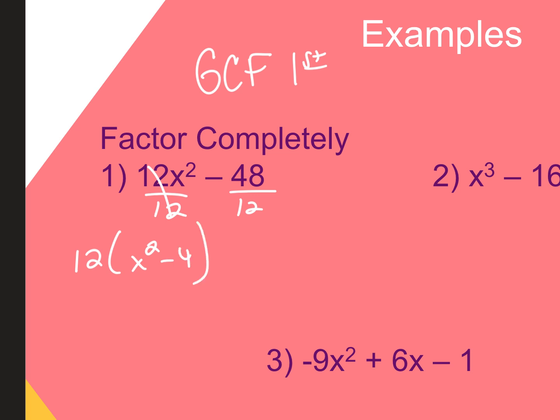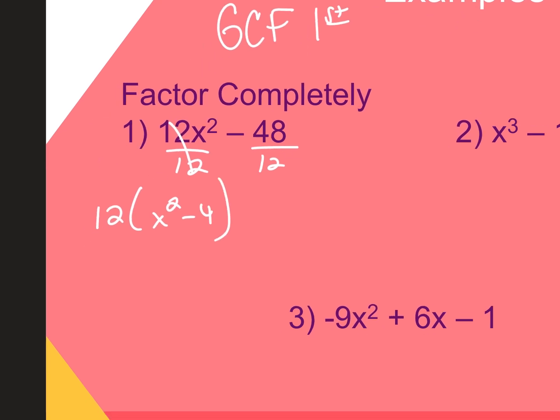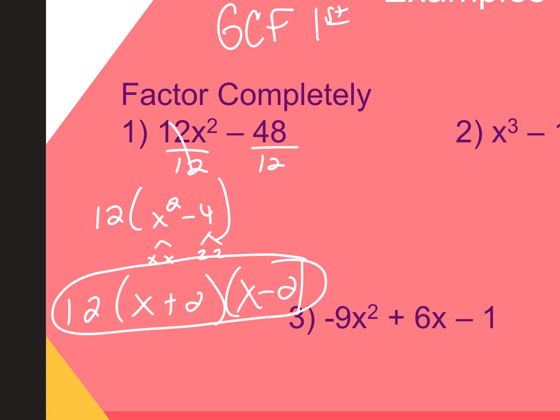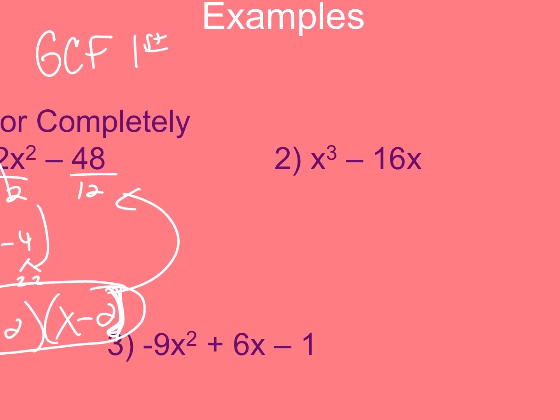Check to see if we can do more. I have two terms. Is this the difference of perfect squares? It is. What times what gives me x squared? X and x. What times what gives me 4? 2 and 2. So I have 12, and my two parentheses are going to be x plus 2 and x minus 2. And again, the beauty with factoring is once you factor it out, you can multiply it back, and you should get your original expression.